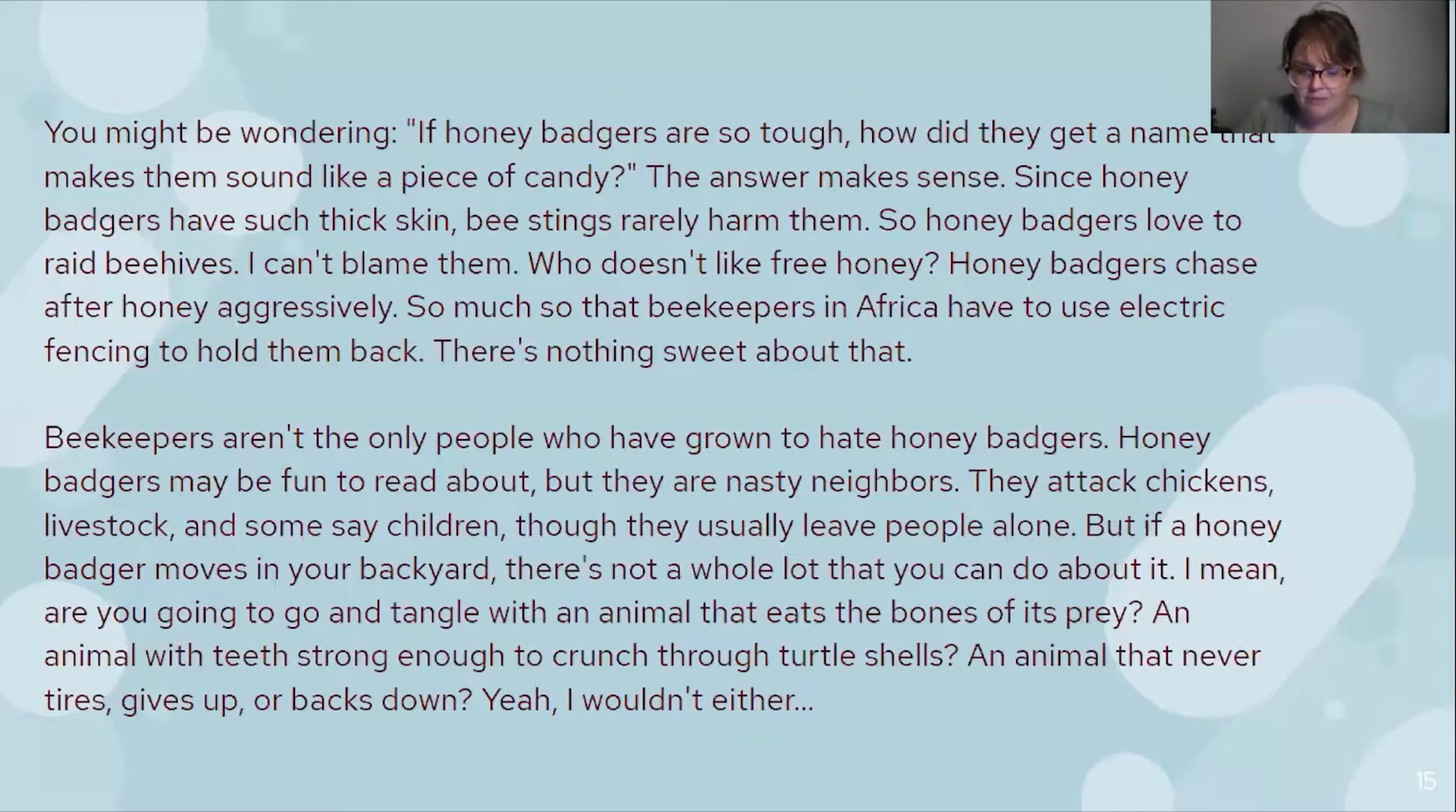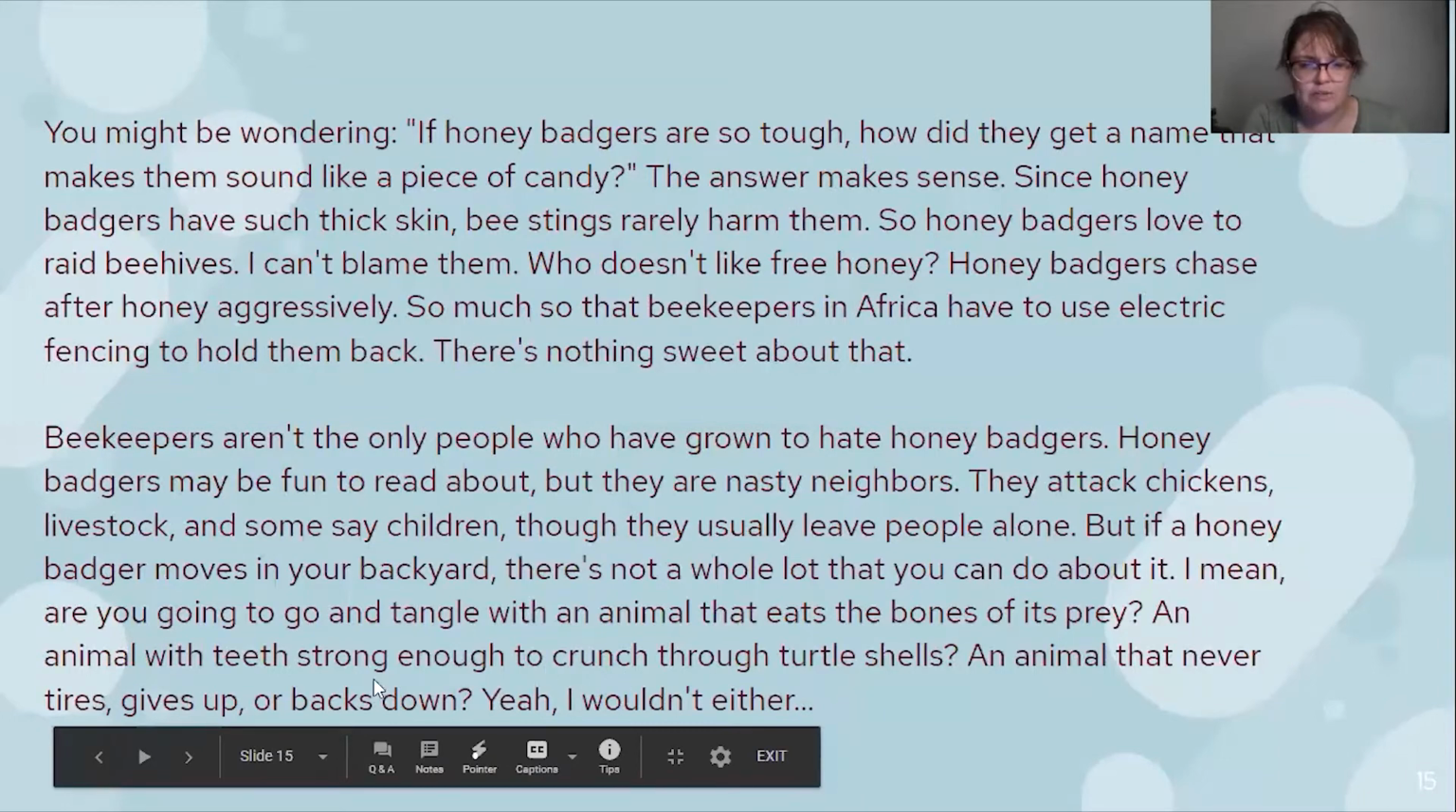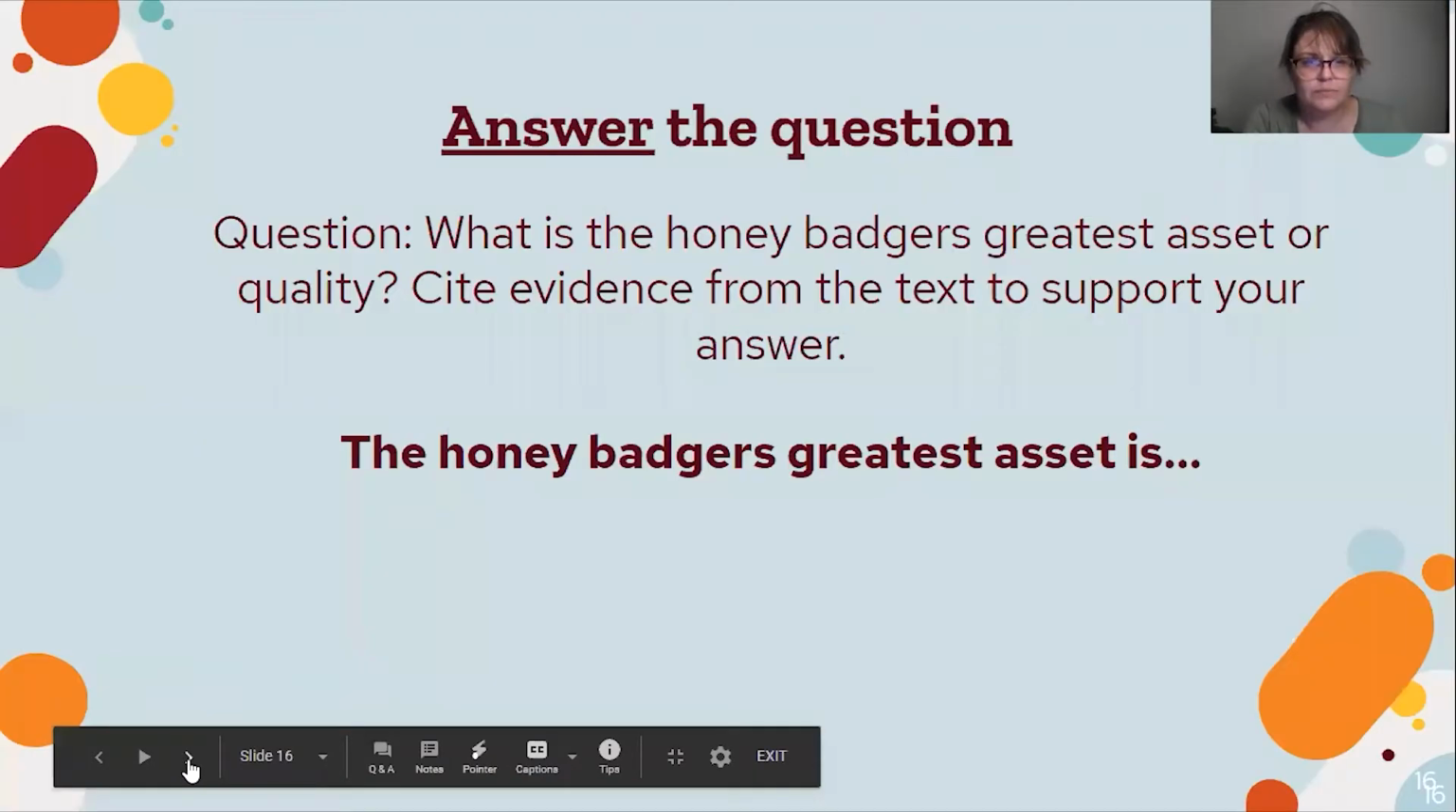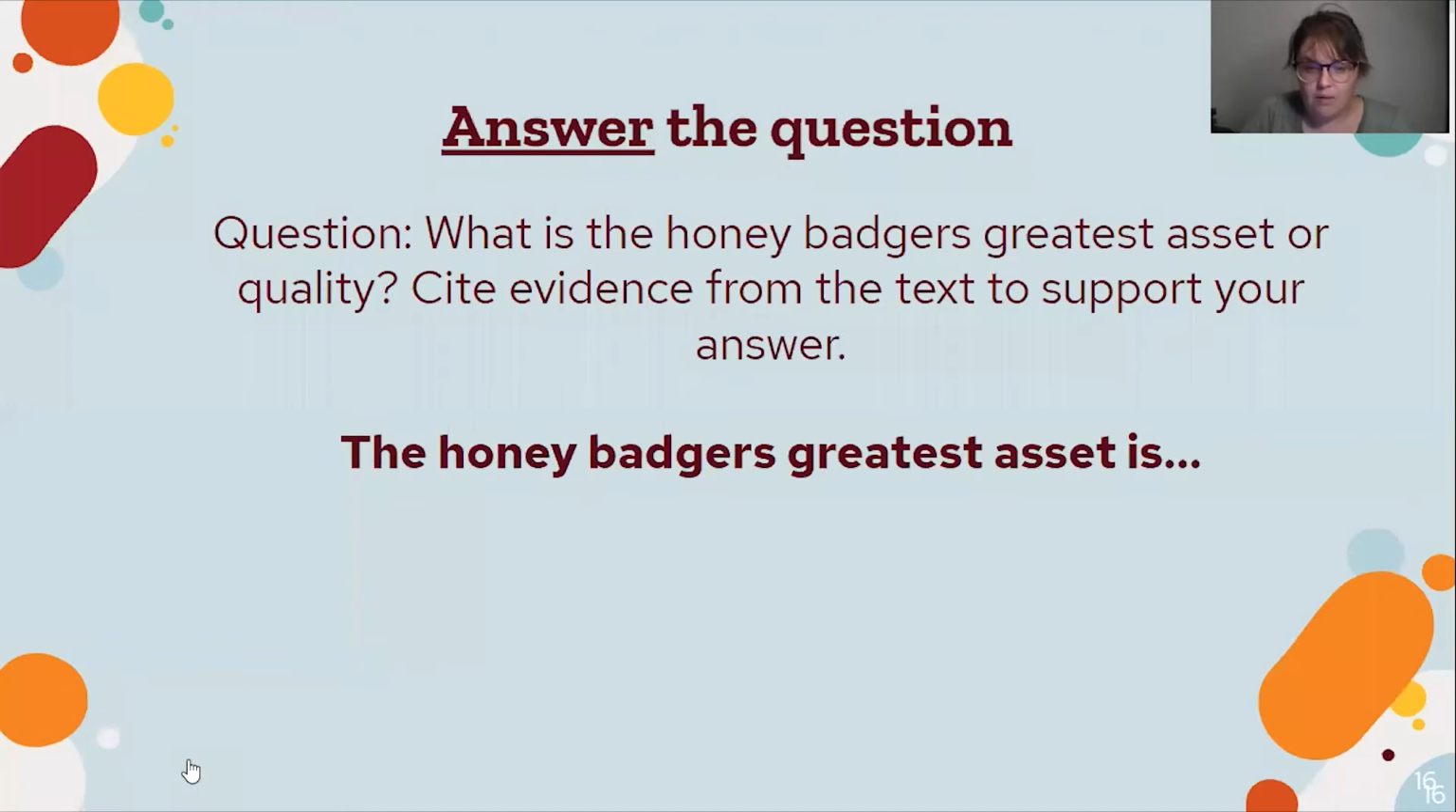Yeah, I wouldn't either. Let's work through the steps A, Q, E together now that we've read this short story and see if we can come up with an answer to our question. Our first step is to answer the question. Our question asks, what is the honey badger's greatest asset or quality? Cite evidence from the text to support your answer.